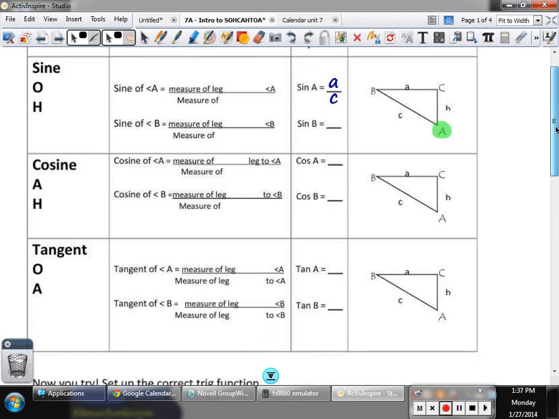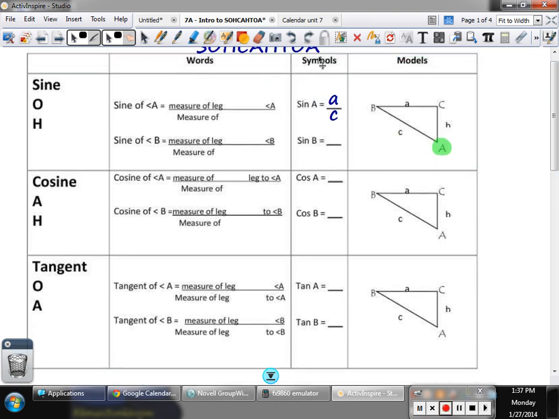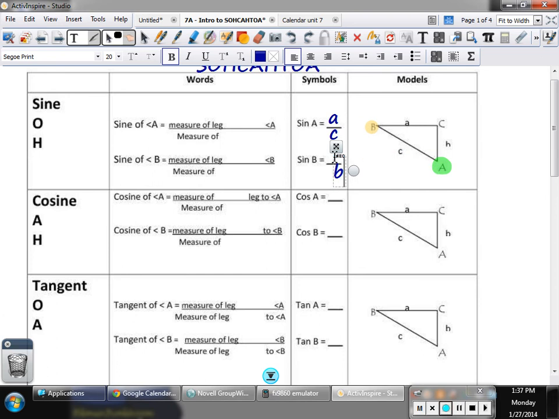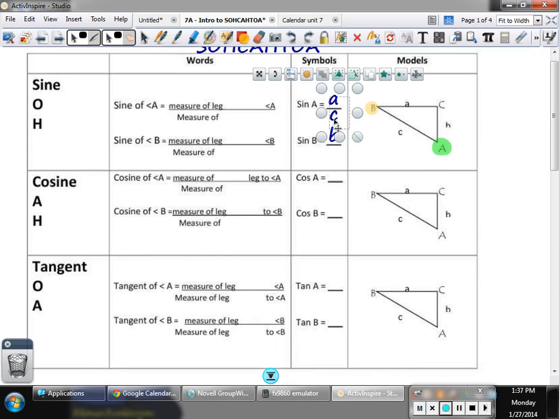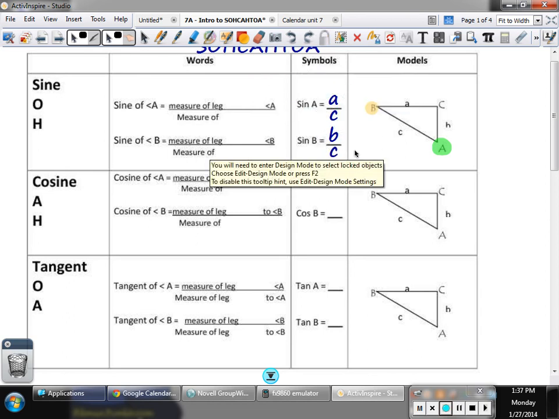Okay, so now let's take a look at the sine of angle B. Angle B is here. So the sine of angle B is equal to the opposite side over the hypotenuse. Again, that looks like an H, but it's actually a B. So the sine of angle B is lowercase b over lowercase c. Okay, so those are the two relationships for sine.